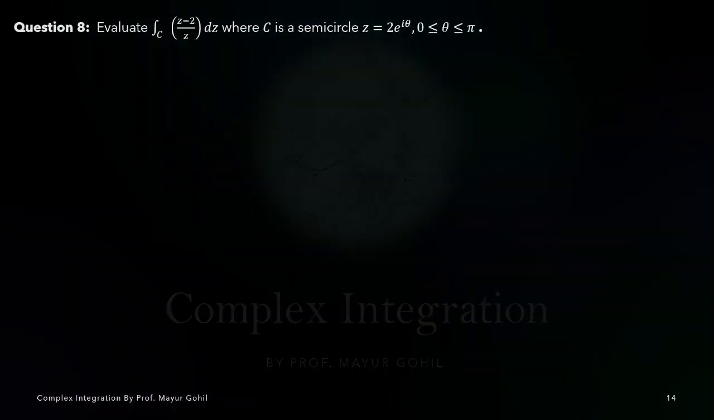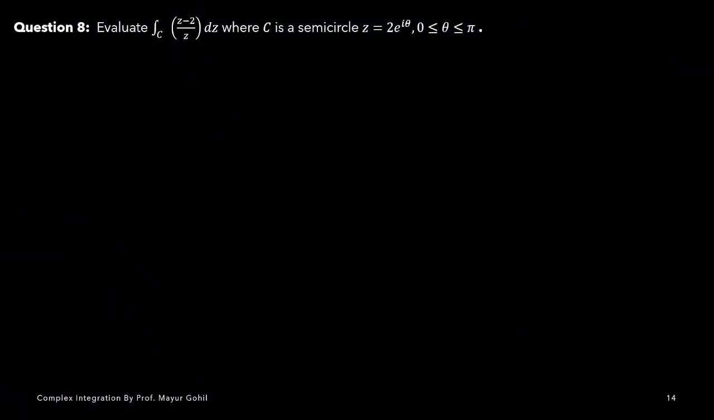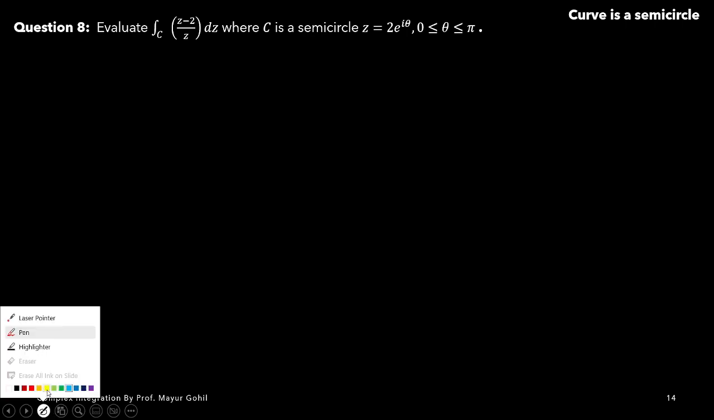In this video lecture we shall see a new kind of question, where we are given this following integral to integrate over the semicircle given in this manner. So here the curve of integration is a semicircle. Let us see how to handle this kind of question.